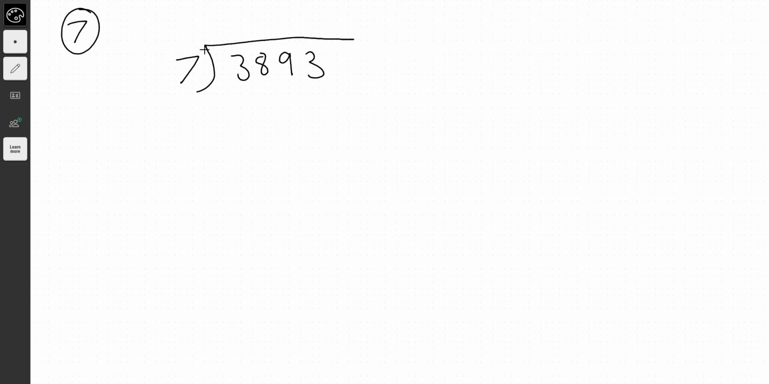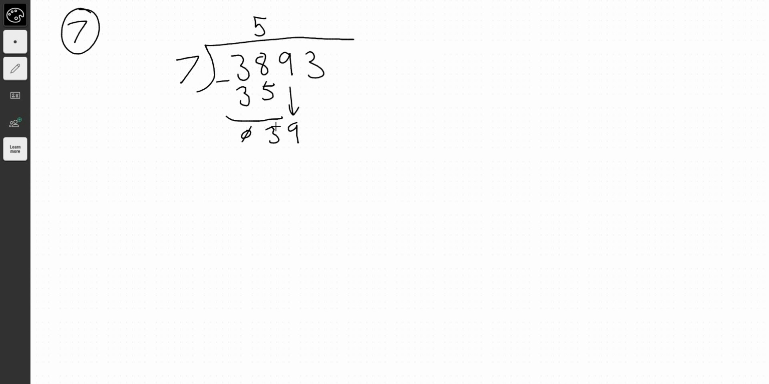3,893 divided by 7. So, first thing, how many 7s go into 3? Well, none, it can't fit, so we do how many 7s go into 38? And the answer is 5. 7 fives are 35. We find the difference between these two, which in this case is 3. 8 take away 5 is 3, 3 take away 3 is 0. And then we carry down the 9.